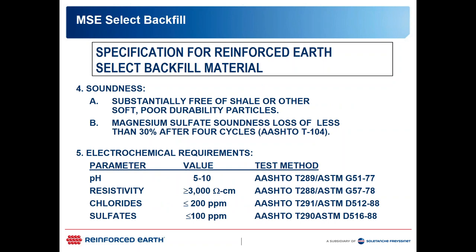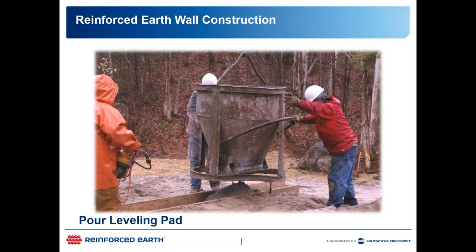In addition to that, we also make sure that the sand is very durable and that it has proper pH and resistivity values, so that the steel strap will not corrode in a way that is detrimental to the design life of the structure. So those are the main components: the steel straps, the granular backfill, and the facing element. They all work together to build this wall.